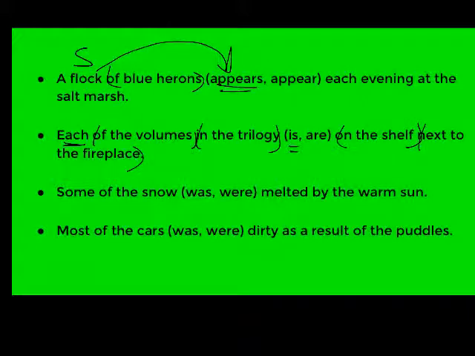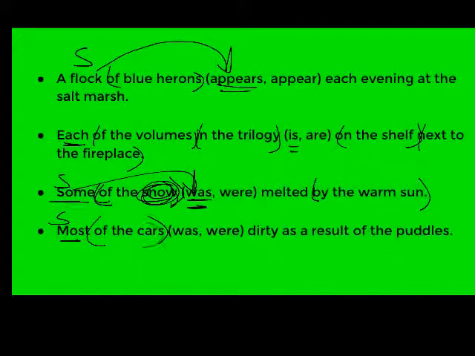Third sentence: some of the snow was or were melted by the warm sun. Some is one of the indefinite pronouns that can be singular or plural. So in this case, I do need to look at that prepositional phrase next to it. Snow is singular, so I need the singular verb form here. And finally, most of the cars was or were dirty as a result of the puddles. Again, a subject that can be singular or plural depending on the context. We have a prepositional phrase with a plural object, so we need a plural verb form. Most were dirty as a result of the puddles.